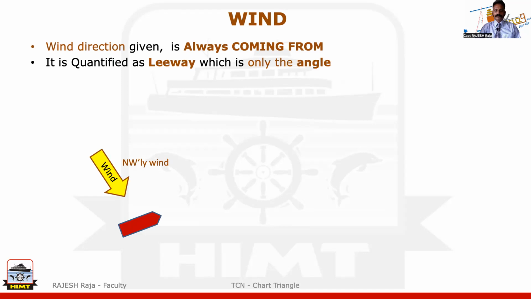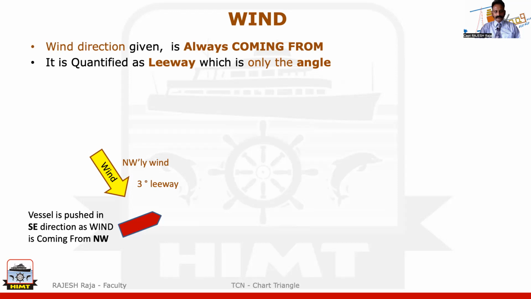Now, one more thing. How do you quantify? If you remember, in your current, we always had a set and a rate. Set was the direction and the rate was the speed. But here, we are going to quantify leeway as a small angle. How that angle works, let me just quickly show you after a couple of steps. I'm going to give you an example. Northwesterly wind, 3 degrees leeway. This is how wind is quantified in your exams, in your questions.